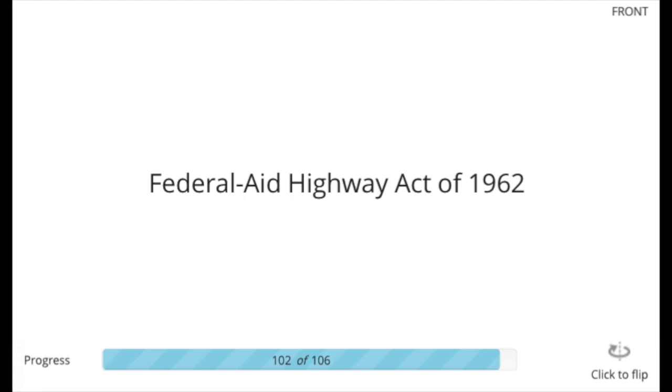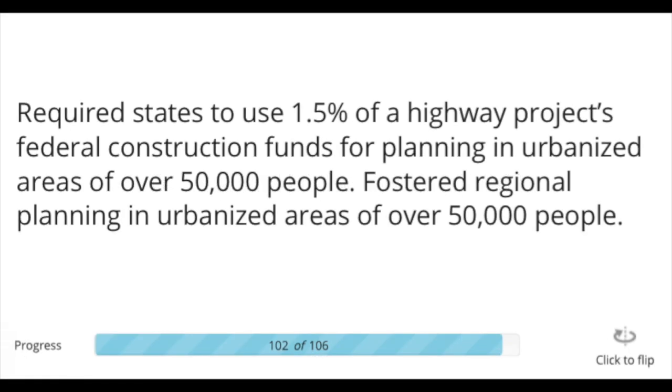And welcome back. We're continuing on with the Federal Aid Highway Act of 1962. So the overall timeline is 1956, 1962, next is 1973. In short, it required that 1.5% of these project funds be utilized in urbanized areas of over 50,000 people.